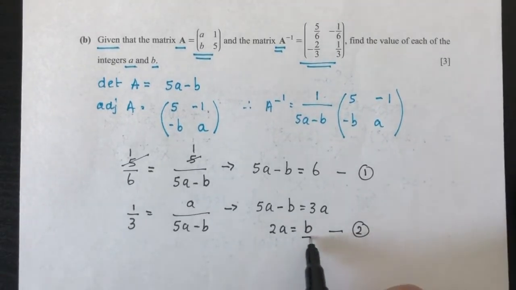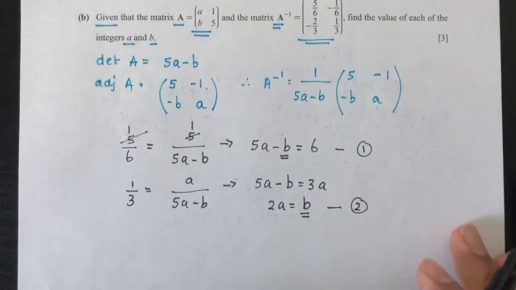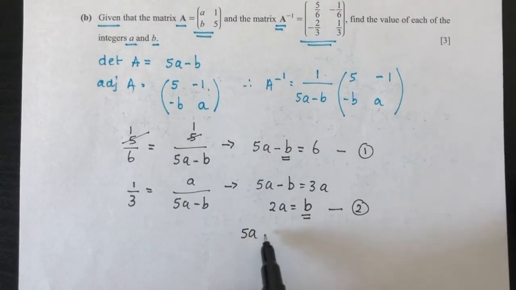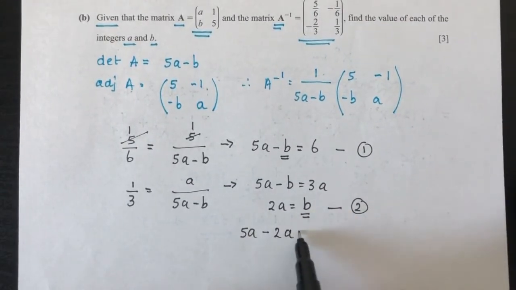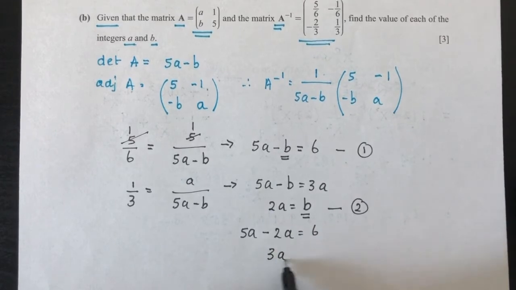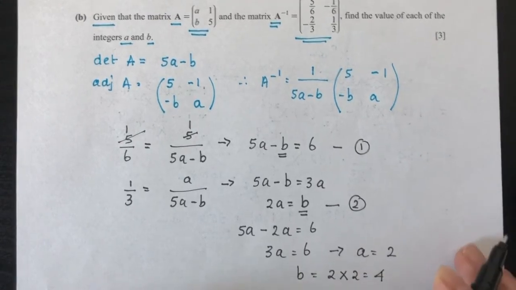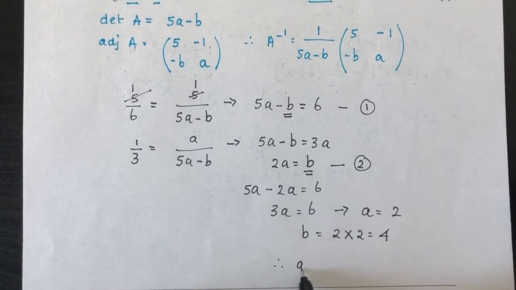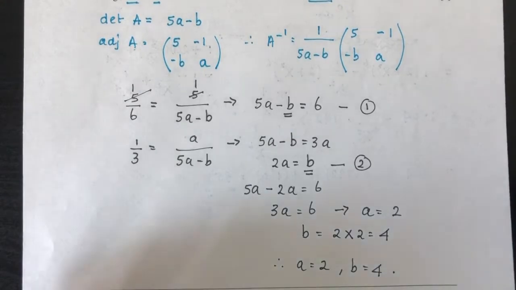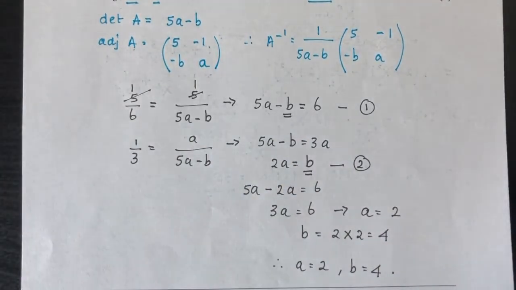Now replace this b in this; let's see what you have. You will have 5a minus b, which will be 2a, equal to 6. So 3a is equal to 6, which means a is equal to 2, and b is equal to 2 times a, that will be 4. So the value of a is 2, and b is equal to 4. That is part B of question number 4.